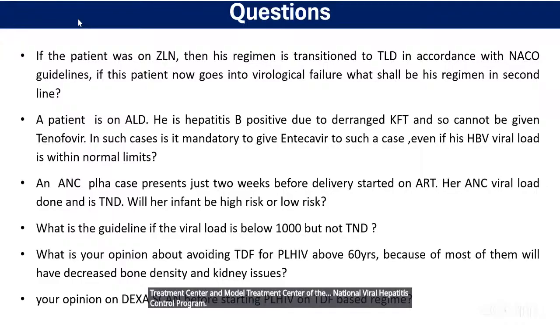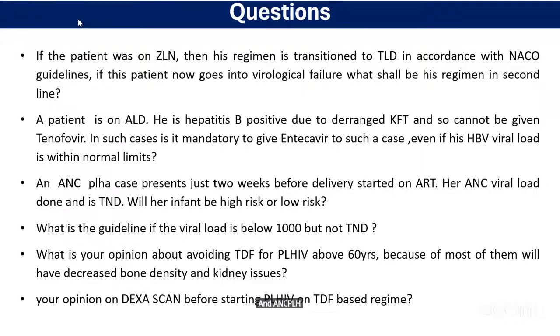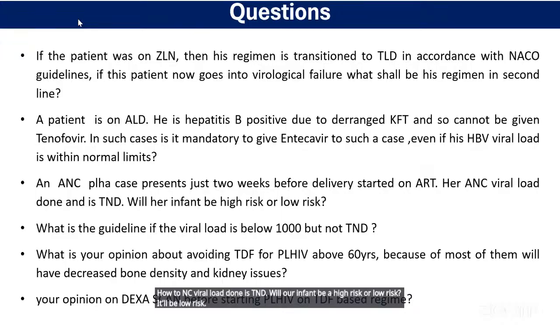An ANC PLHA case presents just 2 weeks before delivery and is started on ART. Her ANC viral load done is TND. Will her infant be high risk or low risk? It will be low risk.